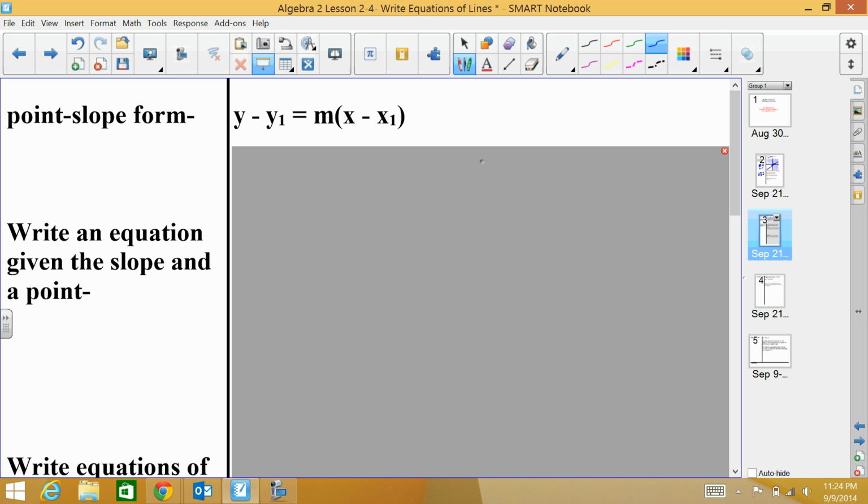The second way that we're going to look at today is point-slope form, which is y minus y1 equals m times x minus x1. Now, y and x always stay in the equation, and you're going to plug in numbers for m, which would be your slope, and then x1 and y1 is just going to be a point that you're given. That's why this is called point-slope form, because you're given a point and you're given the slope, and then you can plug these in. So we're going to learn how to write an equation given the slope and a point.